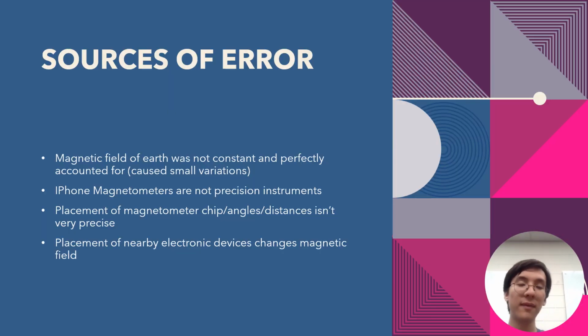The sources of error that I had found include the fact that the magnetic field of Earth was not constant and perfectly accounted for, so small variations likely cropped up there. The iPhone magnetometer that I used is not a precision instrument, so it's likely that there are some errors there. The placement of the magnetometer chip, the angles and the distances wasn't perfectly precise, as well as the fact that there were electronic devices nearby which very heavily affected the magnetic field.